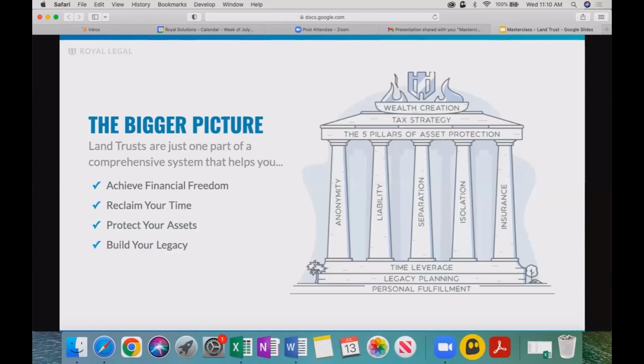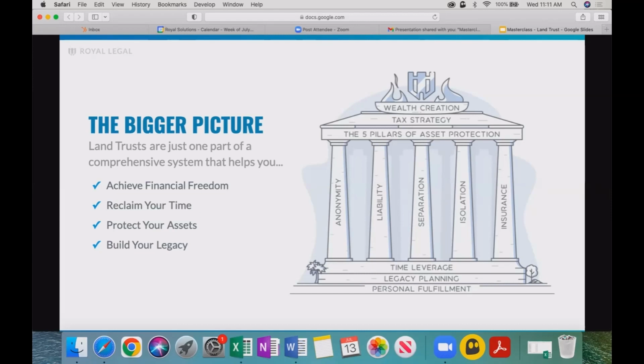So the bigger picture, as I said, land trusts are just one part of the structure. Obviously, you could just do a land trust, and there are applications where that may make sense. But generally speaking, at Royal, we kind of focus on all 5 of these pillars here. So land trusts really are going to focus on anonymity. That's where they're going to come into play.